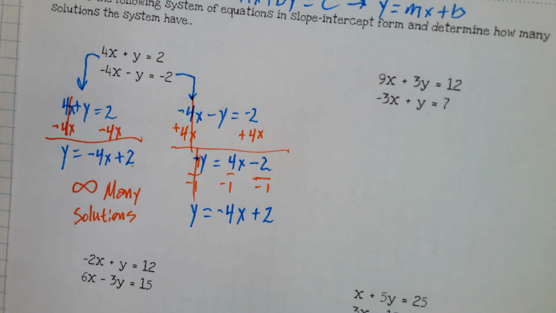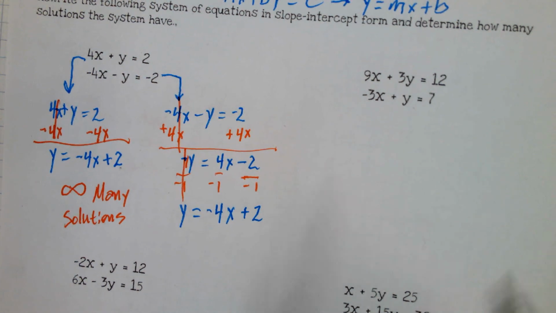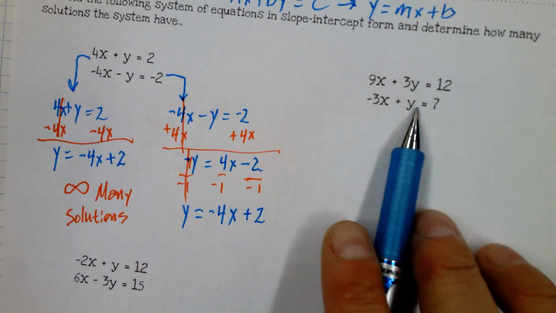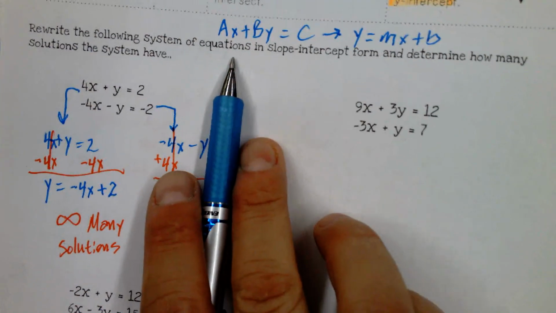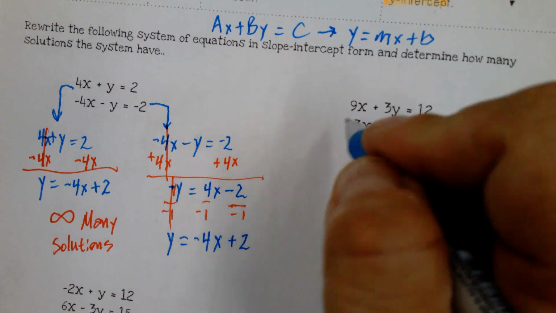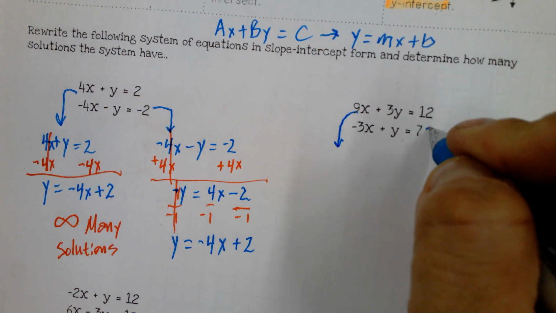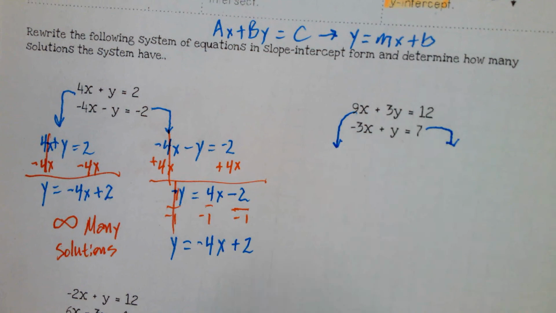All right. I'm going to show you a little trick to speed things up for the next one. Again, they're in this format. We want them in slope-intercept. So we're going to take this one and bring it down here. And this one, we'll write it down there.